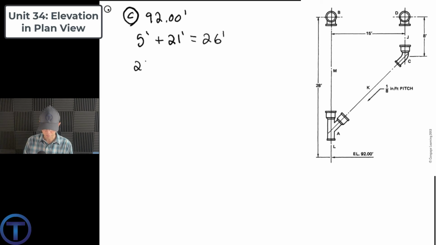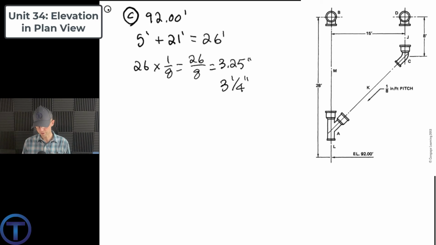But let's go 26 times 1/8 inch per foot. That'll give us 26 over 8, which equals 3.25 or 3¼ inches. Following me so far? We just kind of sped through those conversions, but we have a difference of 3¼ inches. Now let's convert that over into decimal feet.